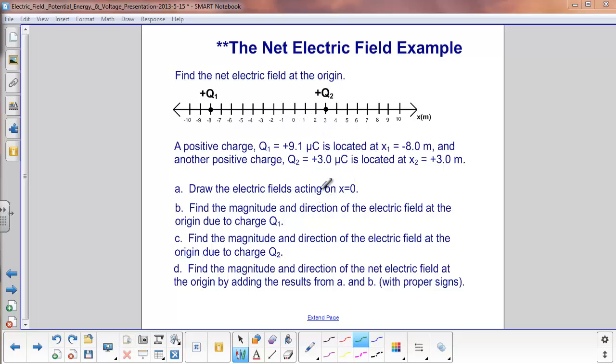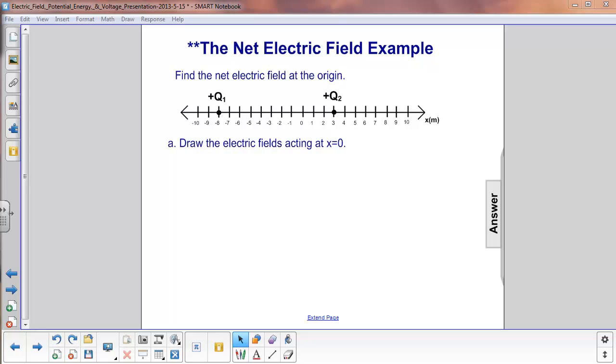So the first step, we'll draw the electric fields acting on the origin right here at x equals 0. We'll find the magnitude and direction of the field first due to charge Q1, second due to charge Q2. Then we will add them together, and again it's a vector addition, so sign matters, and then we'll come up with the total electric field.